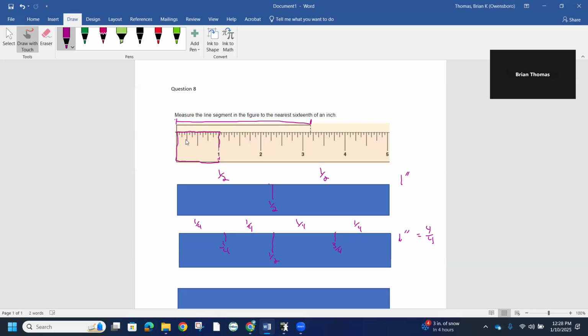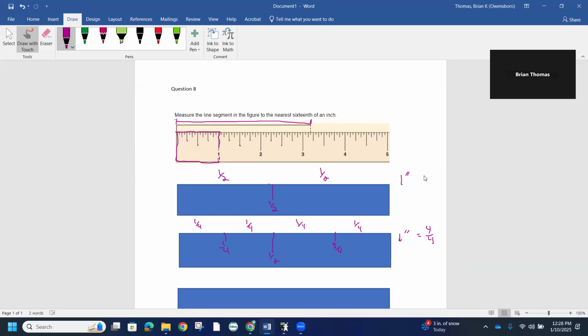So these marks here are what we call the quarter marks. This is a quarter, this is a half, this is a quarter. This would be a quarter, this would be a half, this would be a quarter. This would be a quarter, this would be a half, this would be a quarter. So notice how, if you follow this, 1/4, 2/4, 3/4, 4/4 is a whole inch.